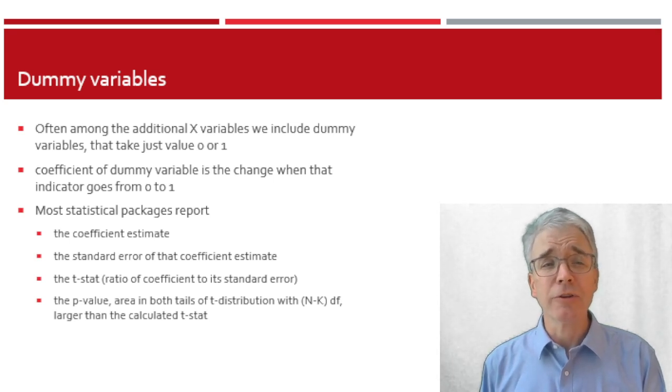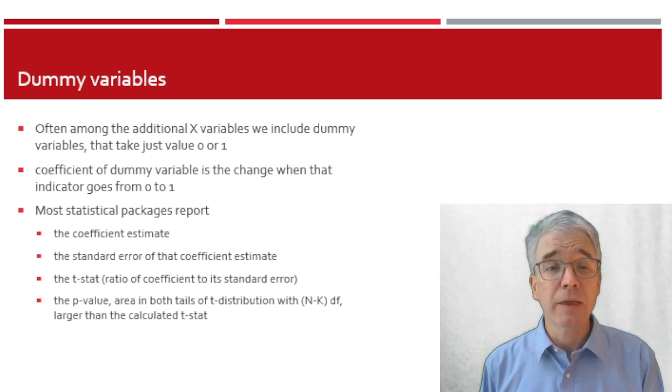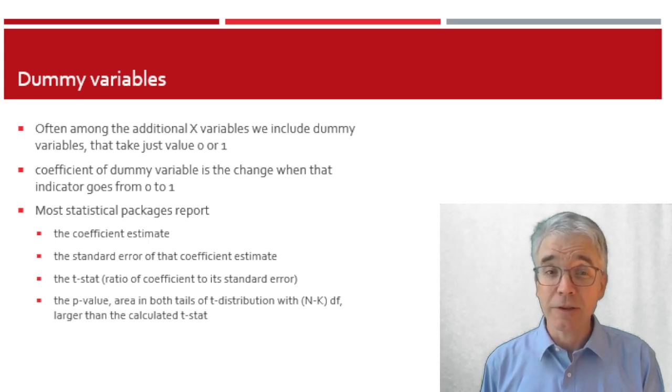In R or other statistical packages, they report the coefficient estimates, the standard error of each coefficient estimate, the t-stat, which is the ratio of the coefficient to the standard error, and the p-value, the area of both tails with that degrees of freedom, n minus k, calculated from the t-statistic. You should be able to understand where all the computer is getting those. It's not sorcery, it's just math.